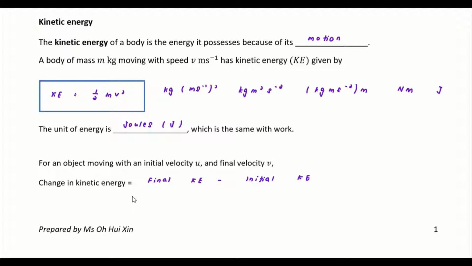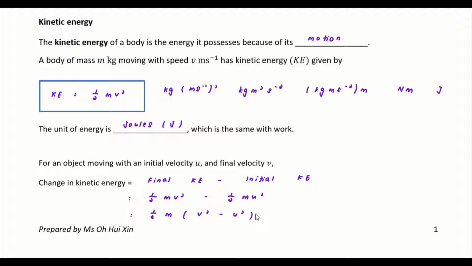Okay, so now let's try to do some substitution. For the final kinetic energy, the final velocity is v, so it's half mv squared. Whereas for the initial kinetic energy, the initial velocity is u, so minus half mu squared. So factorization: take out a common factor, which is half m. So we have v squared minus u squared.